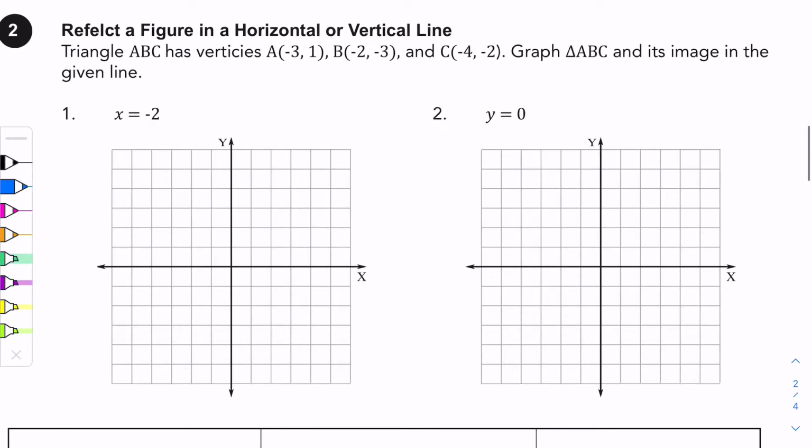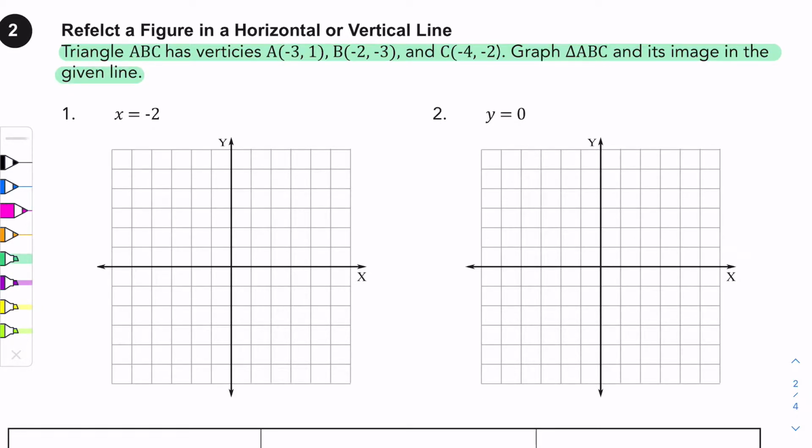For the next example set, we are reflecting a figure, not just a point, across a horizontal or vertical line. So we need to pay close attention to the directions. It says triangle ABC has vertices A at -3, 1, B at -2, -3, C at -4, -2. We need to graph triangle ABC and its image across the given line.